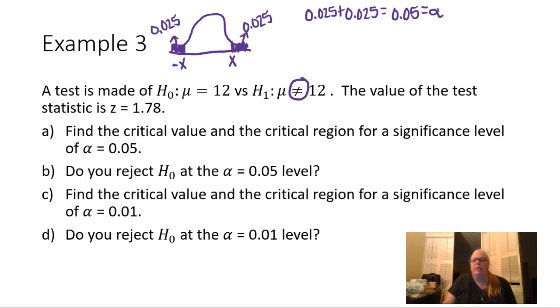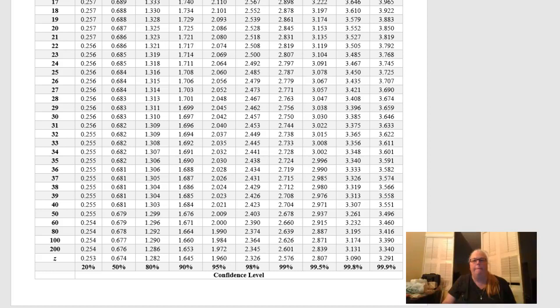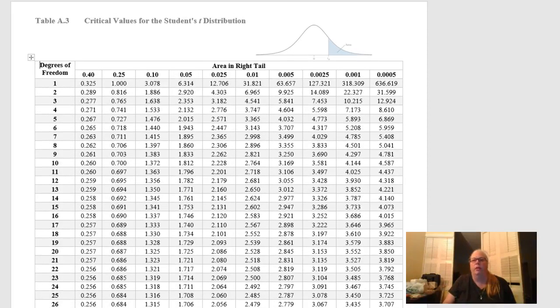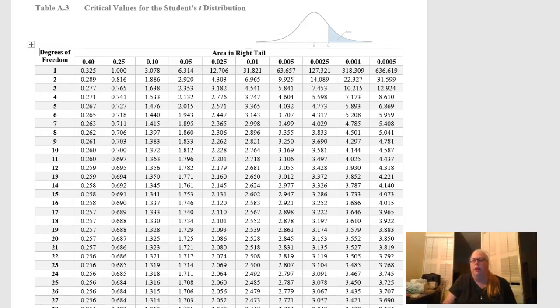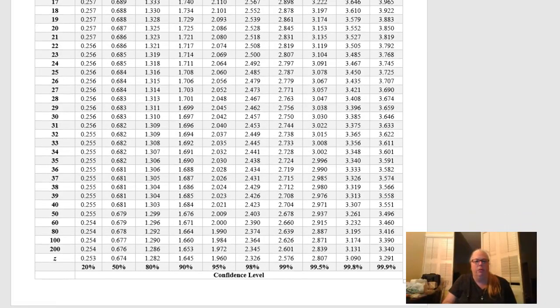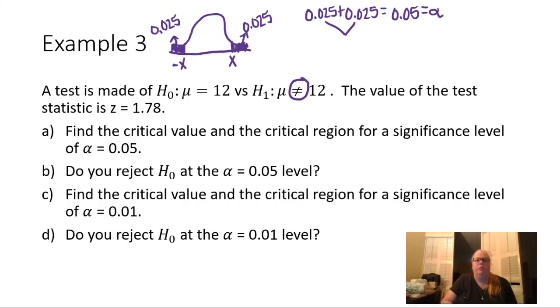Because it's a two-tailed test, I had to take my alpha level and split it into two parts and put half of it on the right and half of it on the left. Now when I go to find my critical value, it's not going to be for 0.05, it's going to be for 0.025. So let's pull up table A3. 0.025 right here in the middle. 1, 2, 3, 4. That's the fifth one from the left. Let's go down to the Z line. 1, 2, 3, 4, 5. Right here it is. 1.960, that's going to be my critical value.